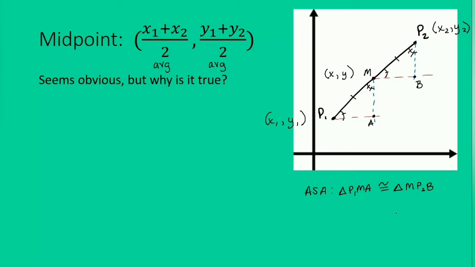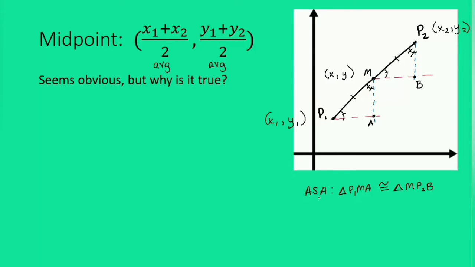And so all their corresponding parts are congruent. That's going to help us in our proof. So now I'm going to use the other parts of the triangles to make some equations using the coordinates, and then figure out if we can prove this midpoint formula.